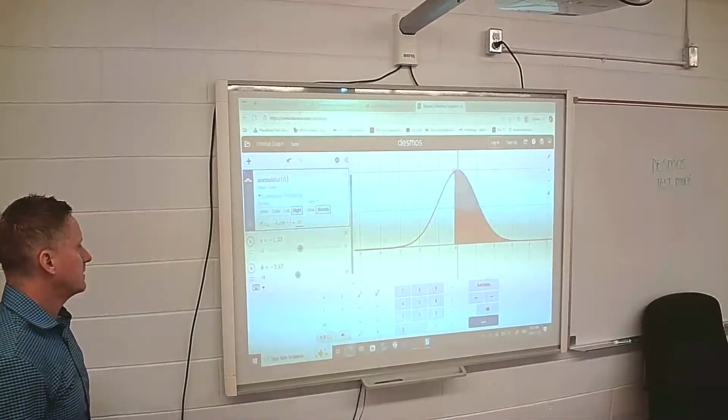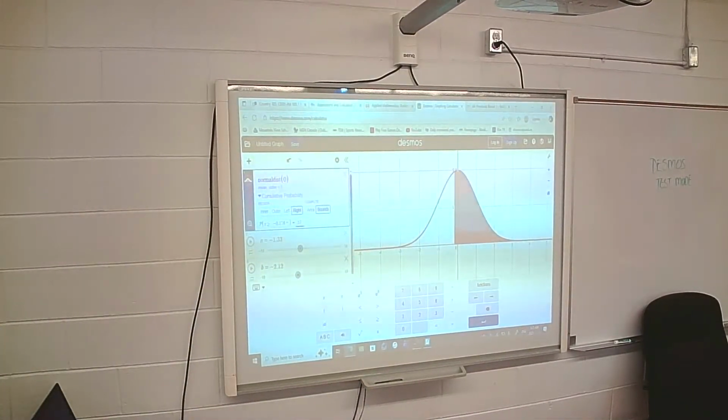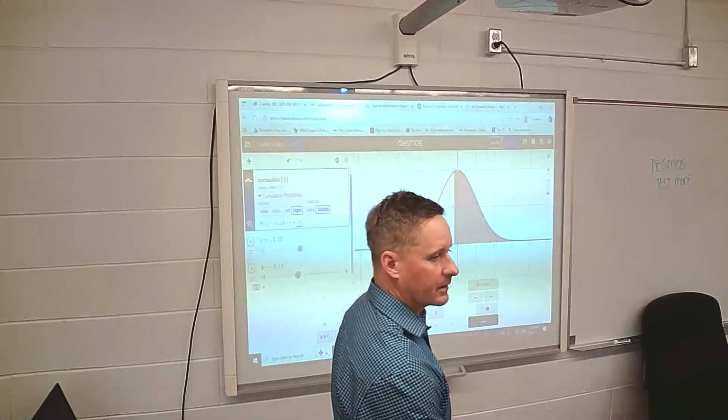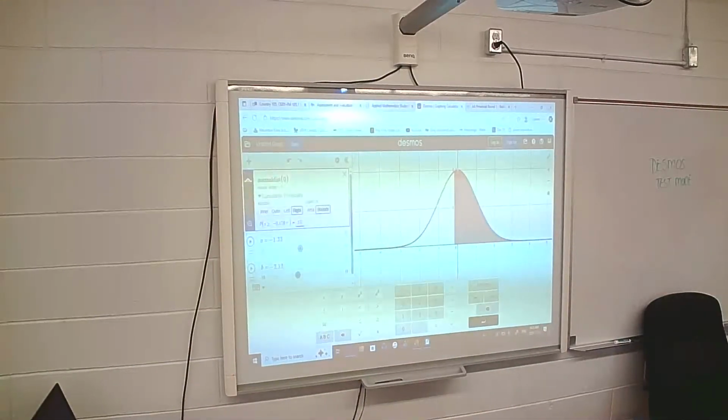What z-score is to the right of it? It doesn't stay to the right though. You have to click to the right. No, like on the question. It says above, doesn't it? What's above? Above means to the right. Below means to the left. Why is it a negative?